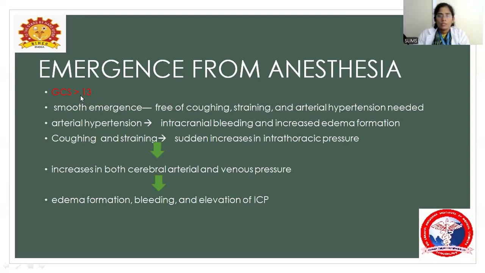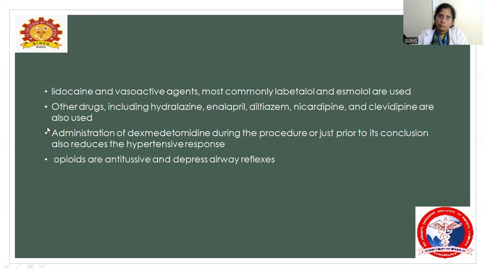Okay. So emergence from anesthesia, if the patient is having GCS more than 13, smooth emergence is always advised. That is, the patient should be free of coughing, straining, arterial hypertension. Because when arterial hypertension occurs, intracranial bleeding will increase and there will be increased edema formation. Okay, so coughing and straining, the mechanism which I have explained, I have written here. Coughing and straining, there will be sudden increase in intrathoracic pressure, increase in both cerebral arterial and venous pressure, which will lead to edema formation, bleeding, and elevated ICP.